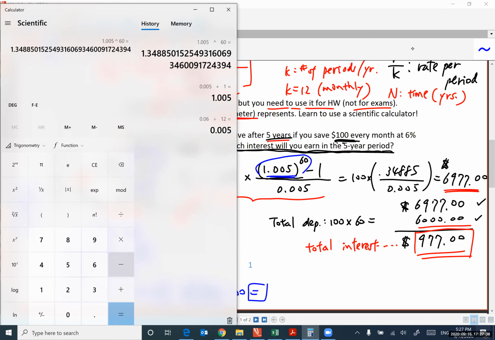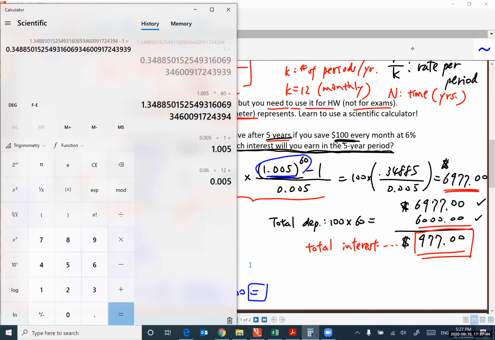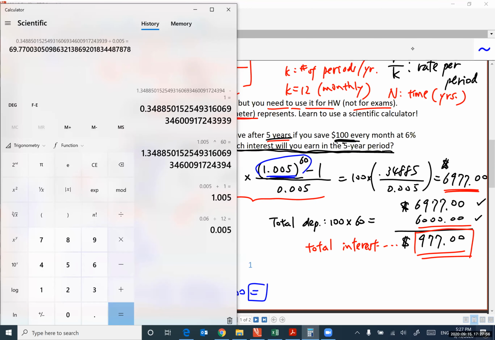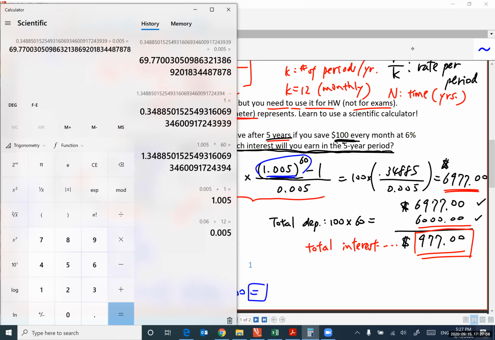What's the next thing you do according to your formula? Subtract 1, okay, equals, that's the numerator, the top of your big fraction. And then you divide this by, remember, r divided by k, which is 0.005. And equal sign, and that's going to give you the strange number that you see here, 69.77.